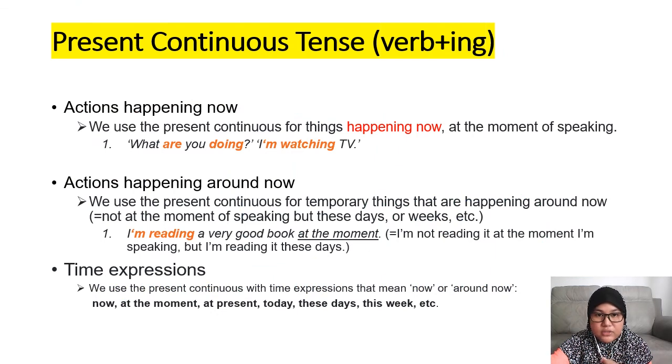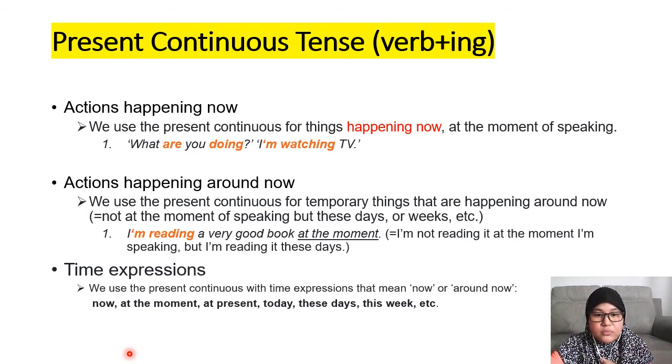Okay, now we go to the next topic, which is present continuous tense. Okay, for present continuous tense, continuous in Malay we call berterusan. Usually the rule is verb plus ing. Okay, for example, like watch, tengok. So if present continuous, we will add ing and it will become watching. Okay, when can we use the present continuous tense? Bila kita boleh guna? Okay, when we want to talk about action happening now. Perbuatan yang sedang berlaku sekarang.